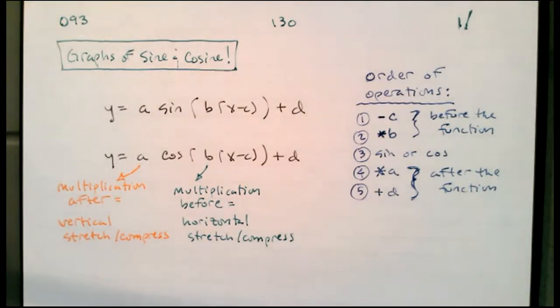Next, we'll just continue going from left to right. We get to this minus c. Minus c is addition and subtraction. So that's going to produce a shift, and it's happening before the function. So it's going to produce a horizontal shift.